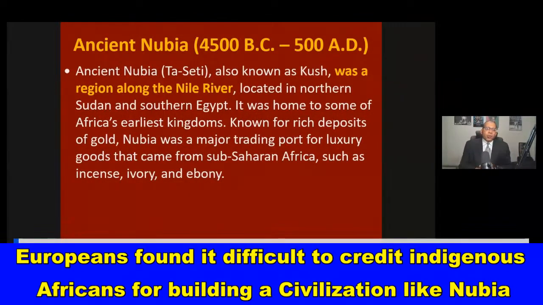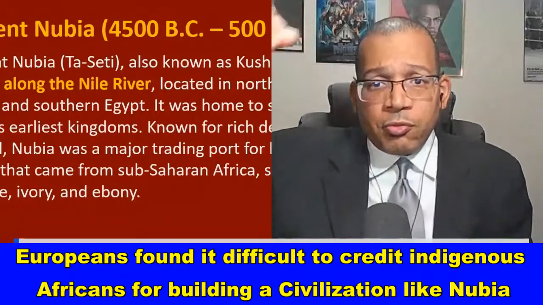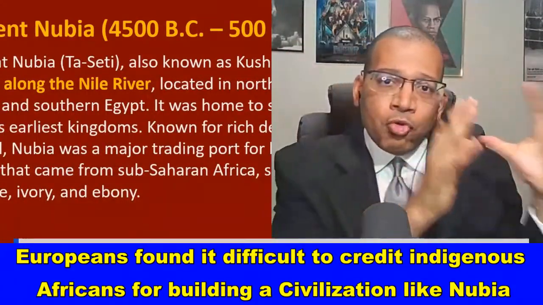Now, ancient Nubia or Ta-Seti or Ta-Nehesi, also known as Kush, which was more of a region. Kush was more of a region than a kingdom. And some of that also depends upon which period of time you're talking about as well. But ancient Nubia was a region along the Nile River located in northern Sudan and southern Egypt or southern Kemet. Okay. And today, the lower portion of Egypt and the upper portion of the Sudan, that is where Nubia was.